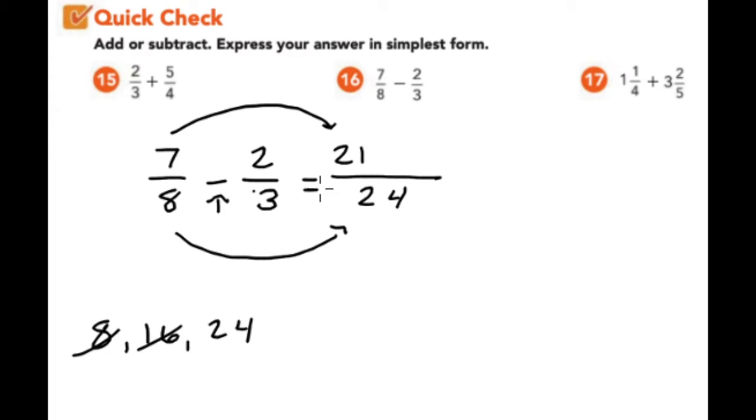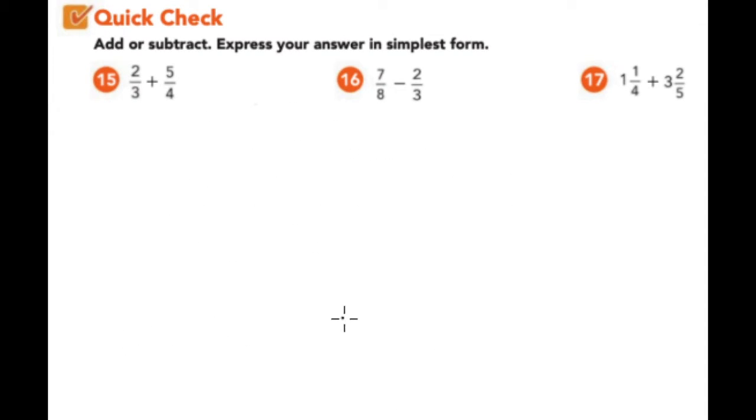Our operation was minus, so we're going to subtract there. And then we know 3 goes into 24 8 times. 8 times 2 is 16. So for this problem, we're left with 21 minus 16 on top. And when we subtract that, that gives us 5/24, and that is simplified. And then for our last one, we have mixed numbers.